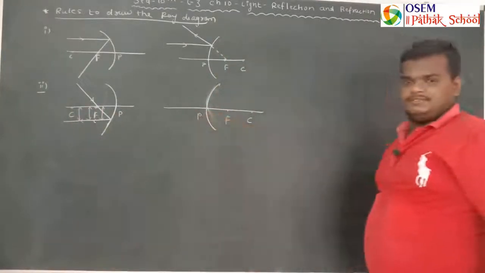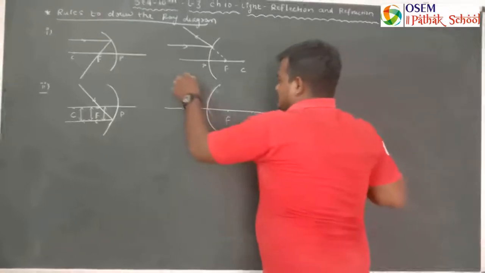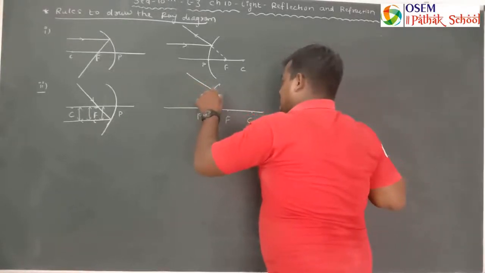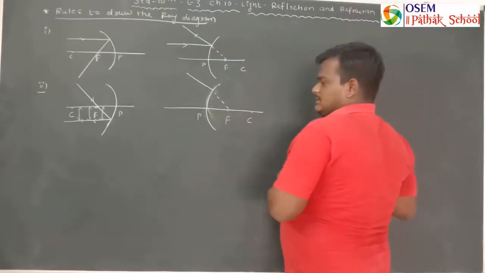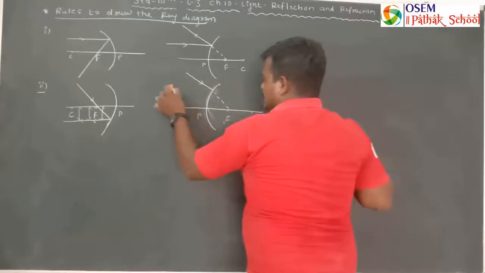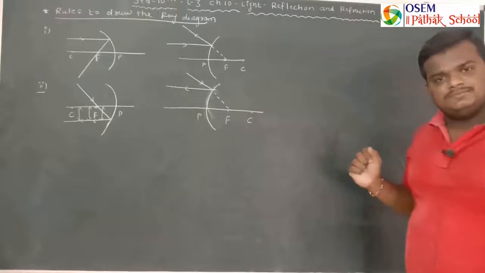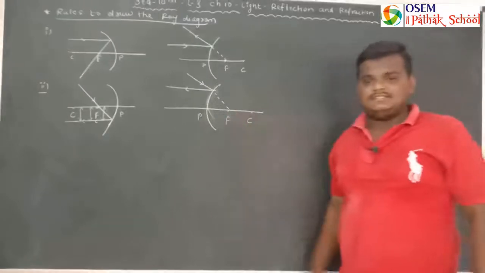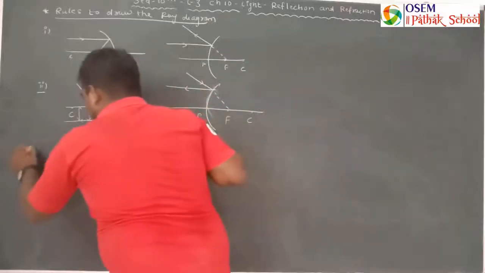And for this case, the light ray which seems to pass through the focus, it becomes parallel after being reflected. So these are the same cases. So this is the second rule. What is the third rule?